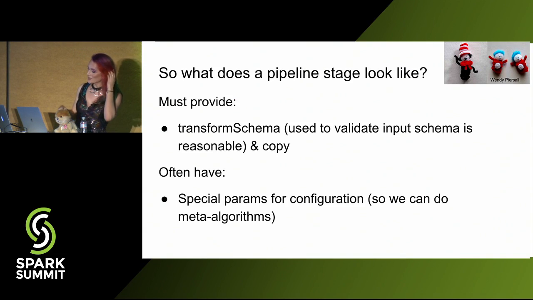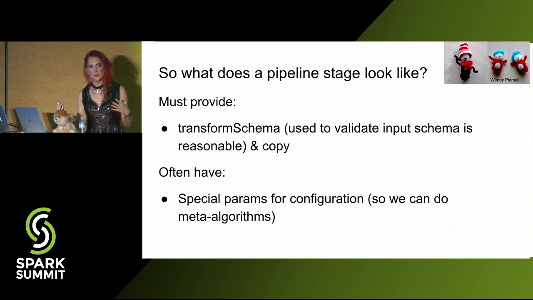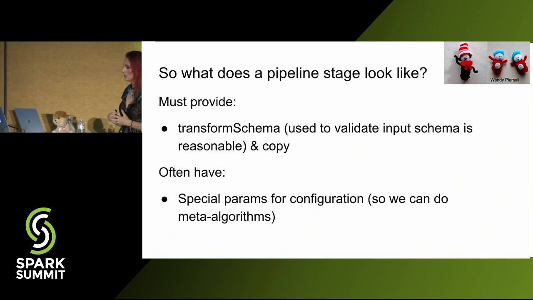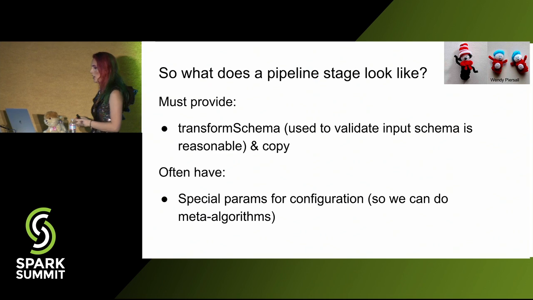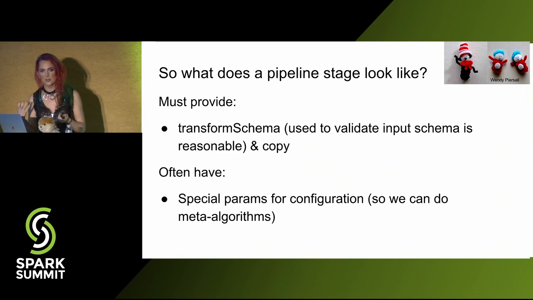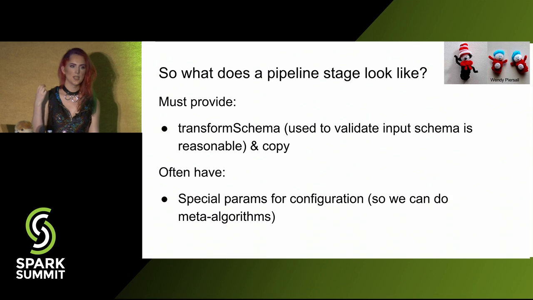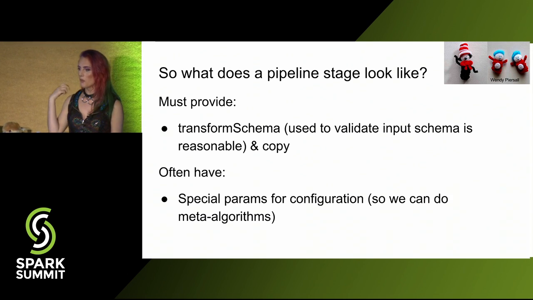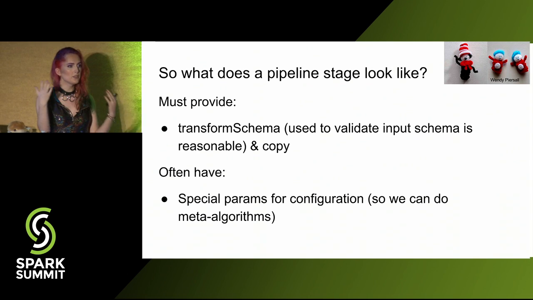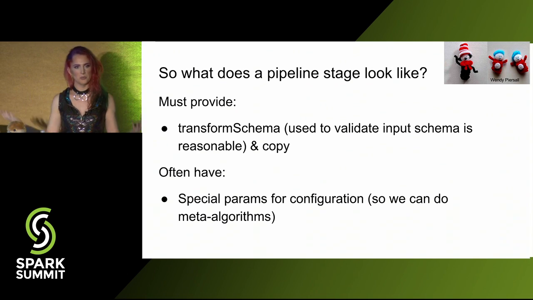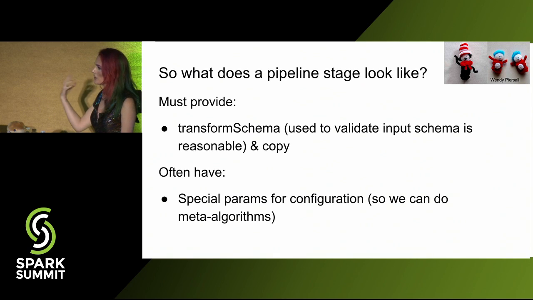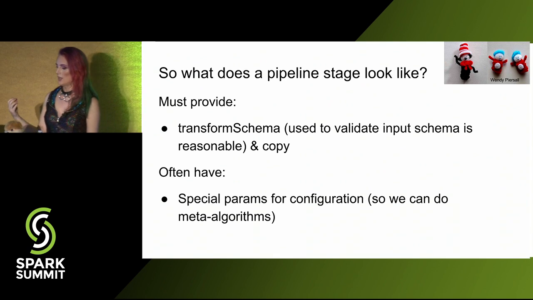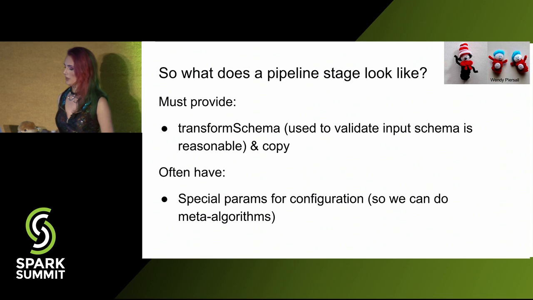Okay, so what does a pipeline stage look like? One of the things that all of the pipeline stages have to provide is this function called transform schema. This is maybe a little weird to think of, especially for estimators. But essentially what transform schema says is, for whatever properties I have set on this pipeline stage, once I'm finally fit to the data and I'm in my final pipeline stage, what is my output going to look like? The reason for this we'll talk about in a little bit.